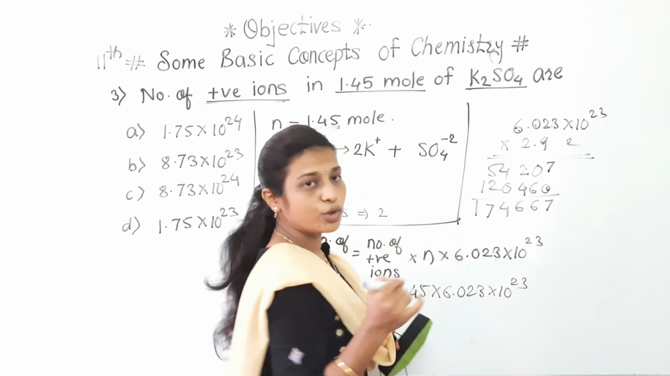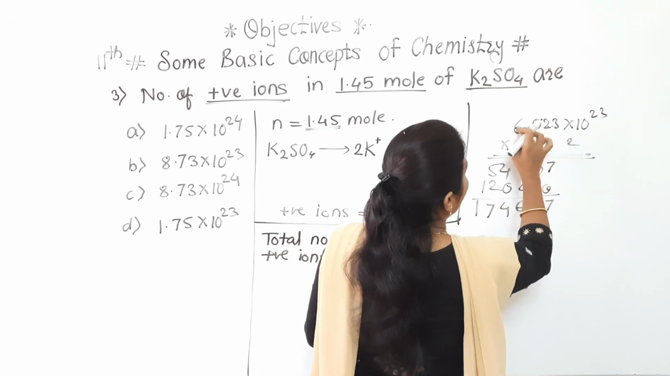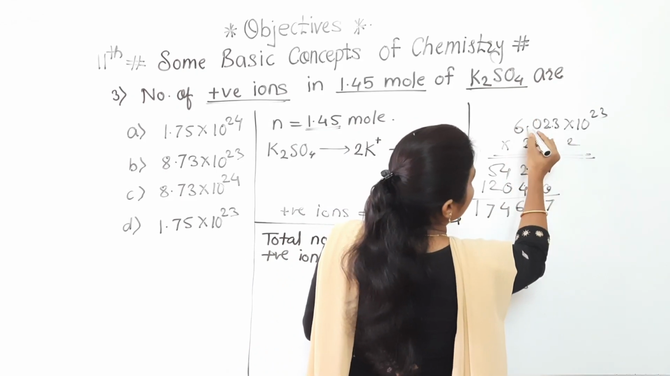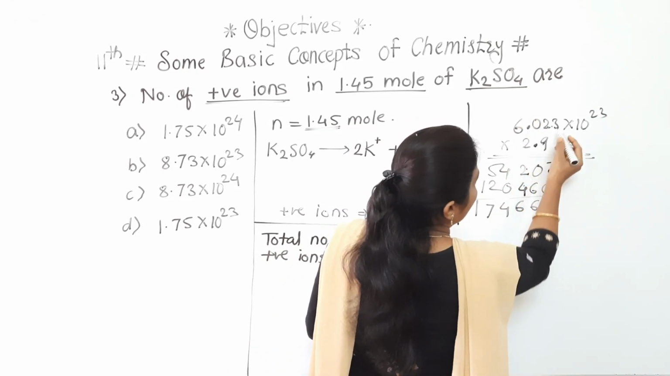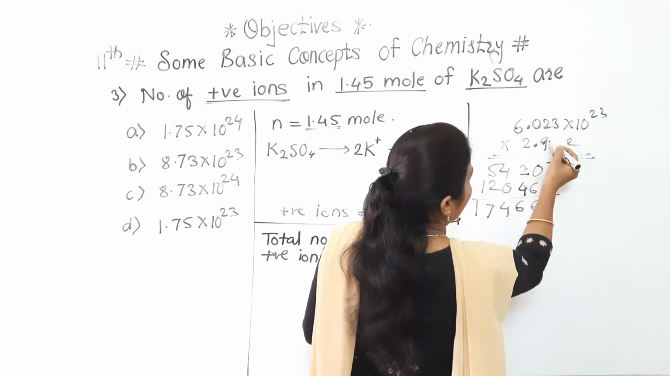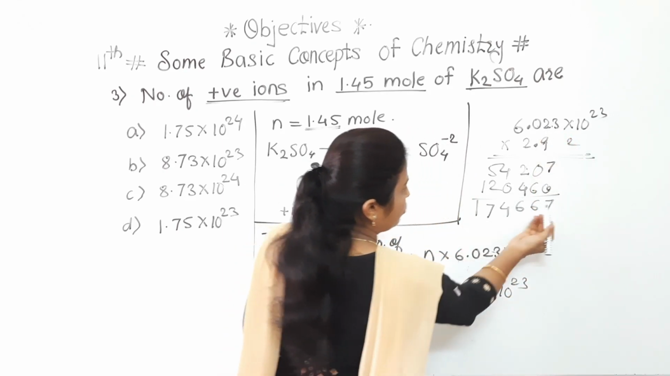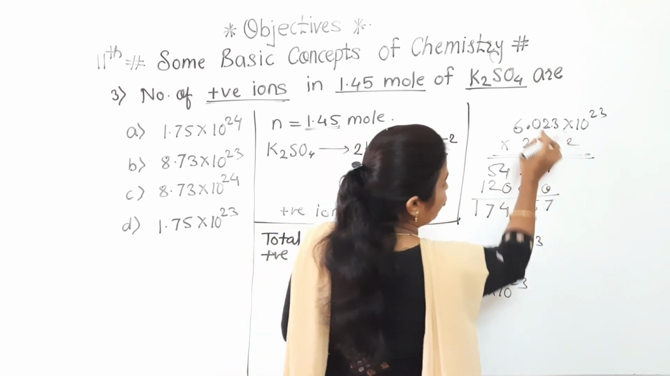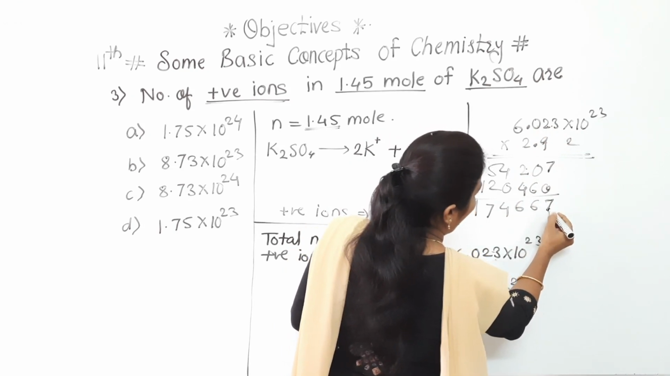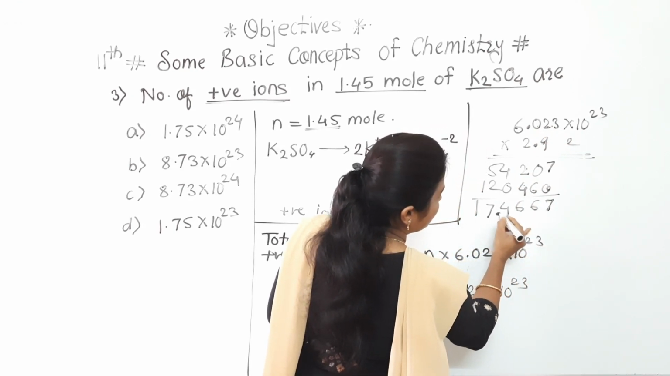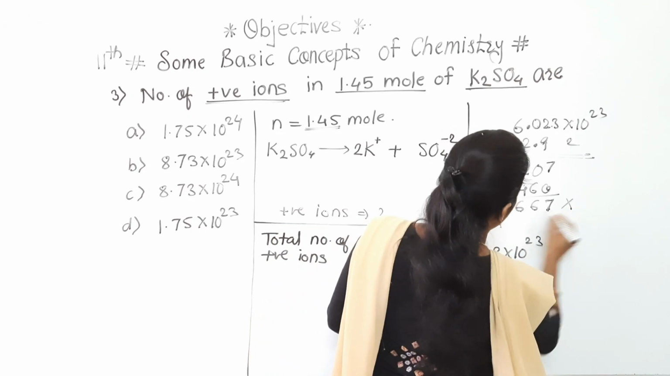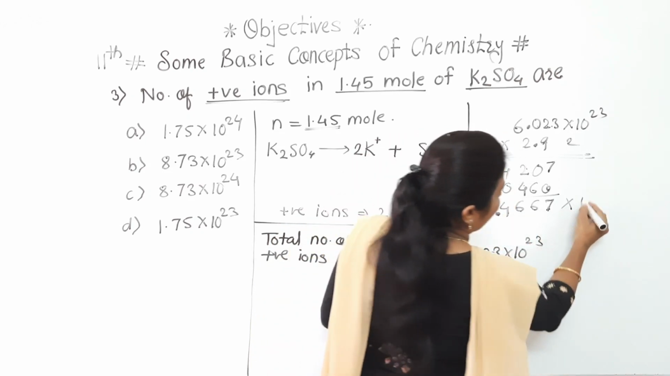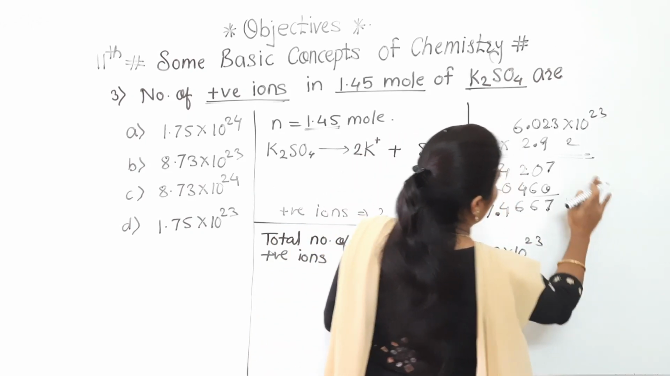This is the answer. How to give the decimal? Now see here, if we observe at what position the decimal is there, here and here, means how many? 1 2 3 4. From the right hand side we have to consider 4 digits. 1 2 3 4, means its answer will be 17.4667 into 10 raised to 23.